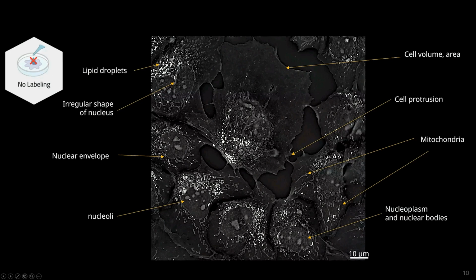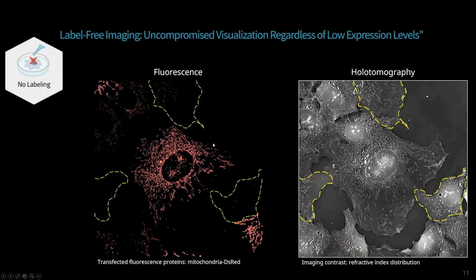And it can also overcome the fundamental limitations of the use of fluorescent proteins. When you use fluorescent proteins, even though they can provide very high molecular specificity, sometimes you have to worry about cell-to-cell variations and low expression levels.